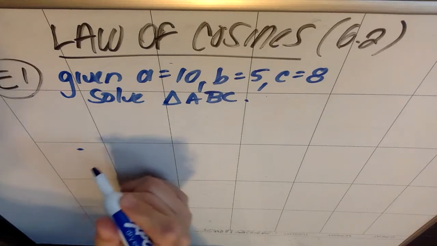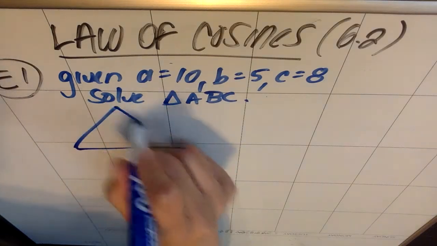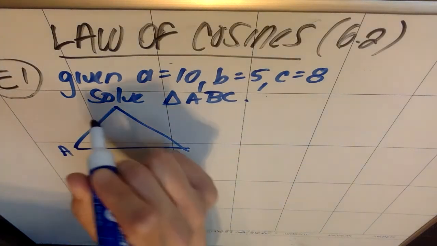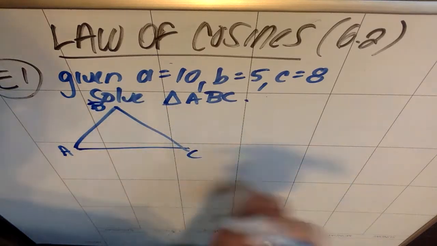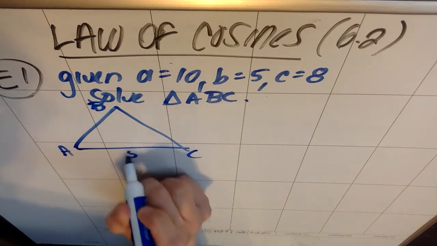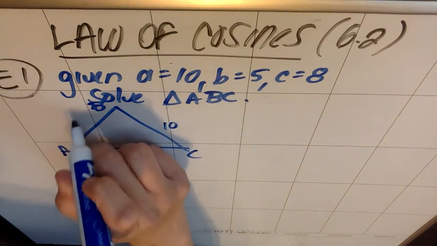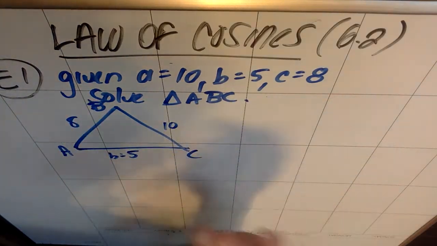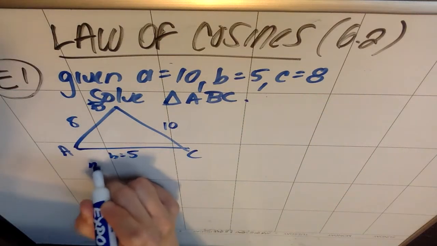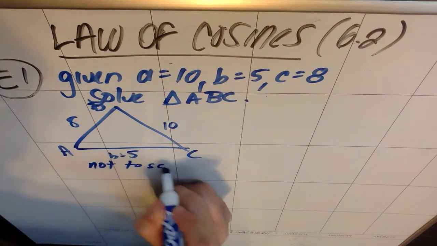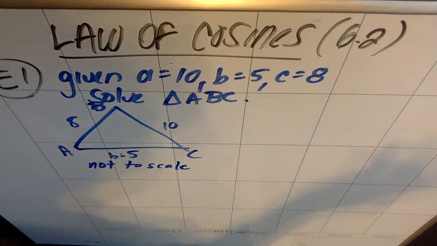I always draw a random crappy triangle. It's usually equilateral by accident, with an A and a B and a C, and they don't have to be accurate at all. This is not to scale, right? My B is 5, my A is 10, and my C is 8. Just to help me visualize. Again, this is not to scale. I pretty much always draw the same roughly equilateral triangle.